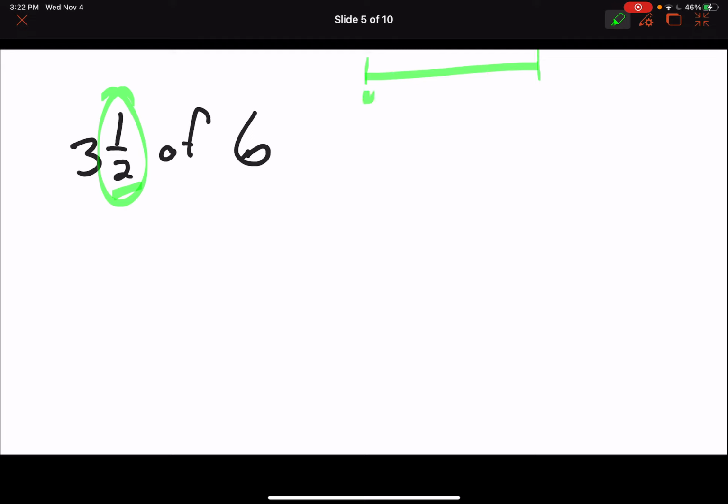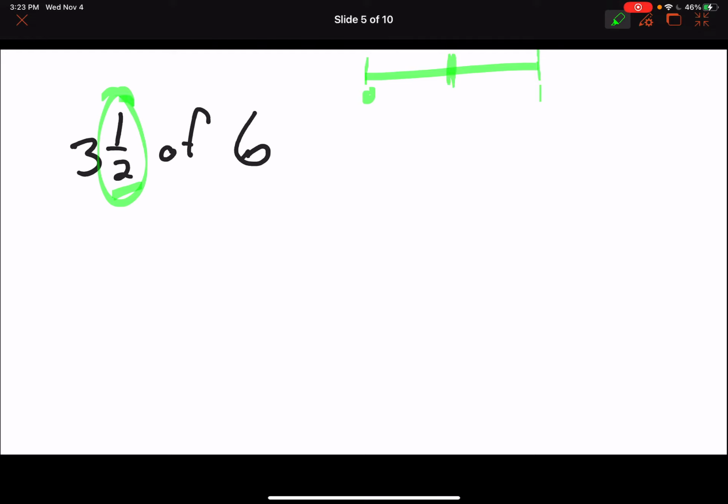Okay, so what about trying 3 1/2 of 6? If I'm trying to take 3 1/2 of 6, I'm going to look at this. So let's just look at the half first. If I'm looking at only the half on a number line, it's going to fall in between 0 and 1, right in the middle there, right where you expect it to be.